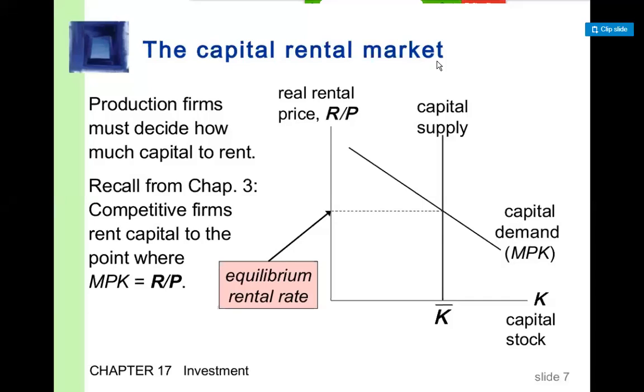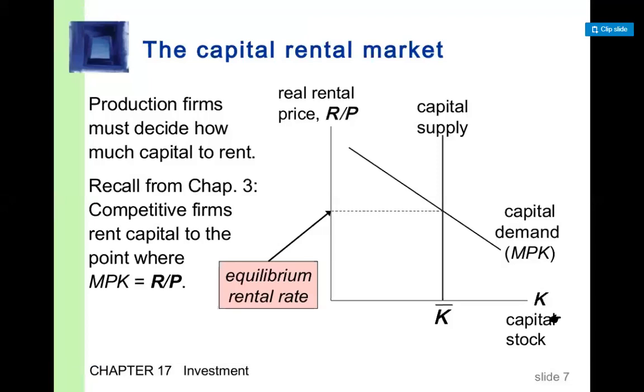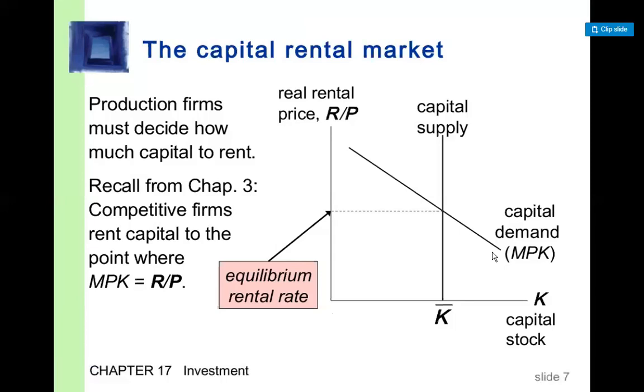So in this diagram, please come on the diagram. Here, on the horizontal axis, capital stock, the rented capital which production firms rent from rental firms. Capital is on the horizontal axis. This capital is rented by the production firms from rental firms. And the vertical axis is the real rent.